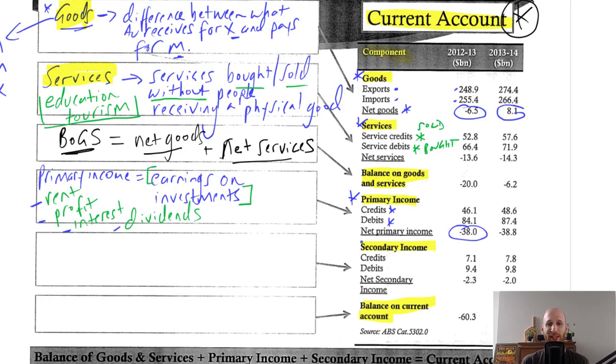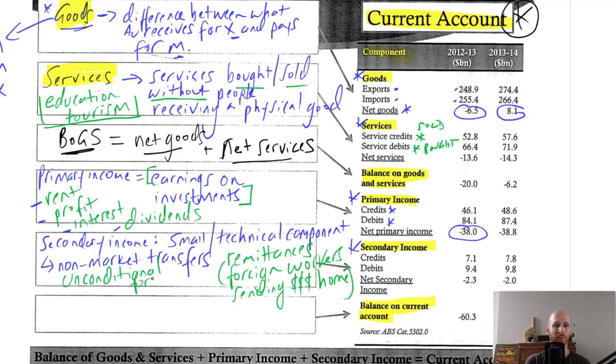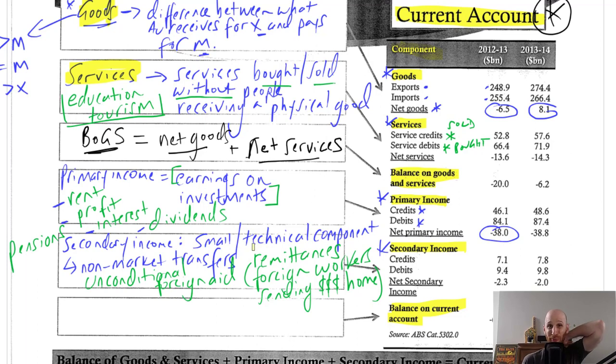Okay, then we move to secondary income. And secondary income is a pretty small and technical account. So secondary income is a small and technical component of the current account. What we sort of talk about is what's called non-market transfers. So the kind of things that we look at here are pensions. So say an Australian moves to Greece and that Australian had worked all their life and is entitled to an Australian pension. That money goes from Australia to Greece and that we keep track of it through secondary income.